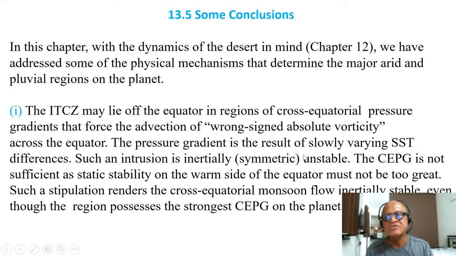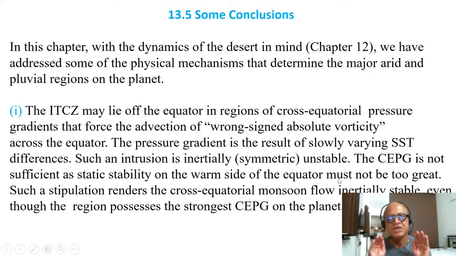Pressure gradient is the result of slowly varying SST differences, which we don't explain here, so it's taken as a given. Such an intrusion is inertially unstable. It's also called symmetric instability because of the flow being symmetric on isobaric surfaces that we will look at in a bit more detail. The cross-equatorial pressure gradient is not sufficient as static stability on the warm side of the equator must not be too great.